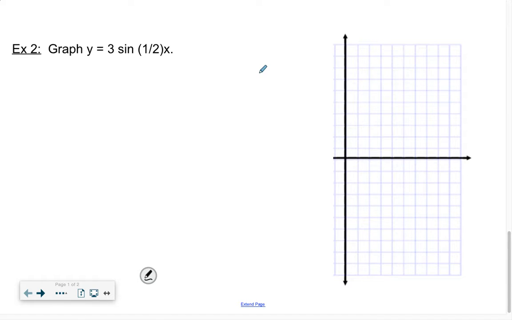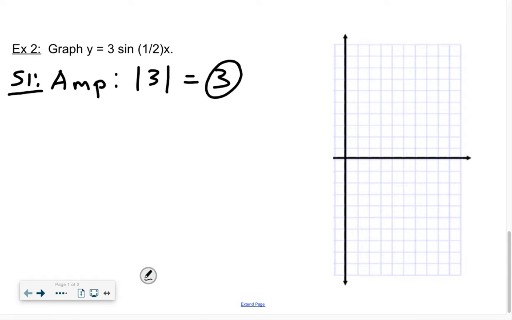Speaking of which, let's go ahead and graph y is equal to 3 times the sine of 1/2 x. There's 4 steps that we need to use when we graph these. Step number 1 is going to be finding the amplitude. To find the amplitude, once again, it's the absolute value of the a value. A value in this case is 3, therefore the amplitude is 3.